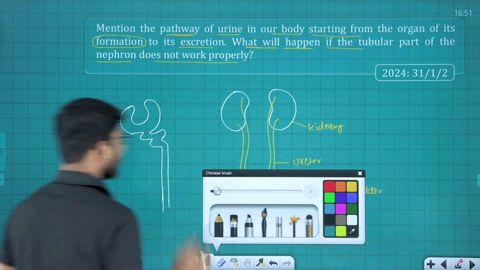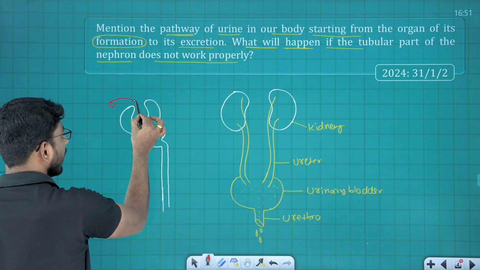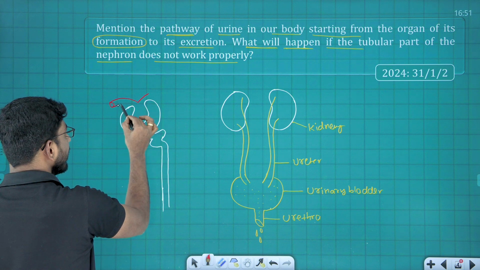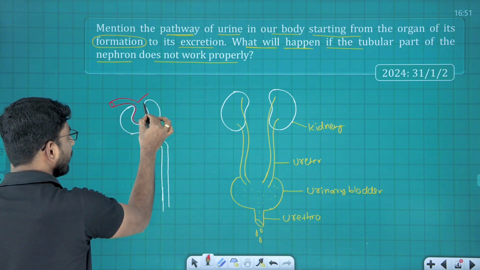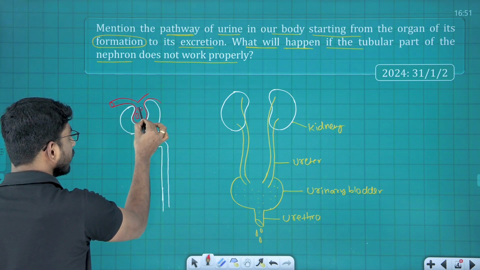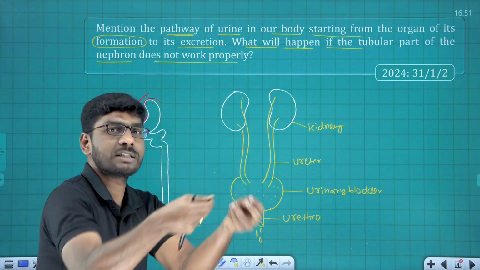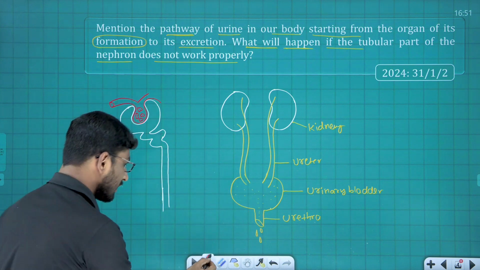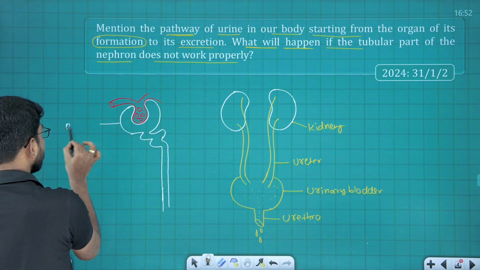Now look at here. Into this Bowman's capsule, students, blood vessels enter like this. This is the afferent arteriole and there will be a cluster of blood capillaries in the Bowman's capsule. These capillaries are known as glomerulus. Glomerulus. What is this cup-like structure called? Tell me. This cup-like structure is called Bowman's capsule.